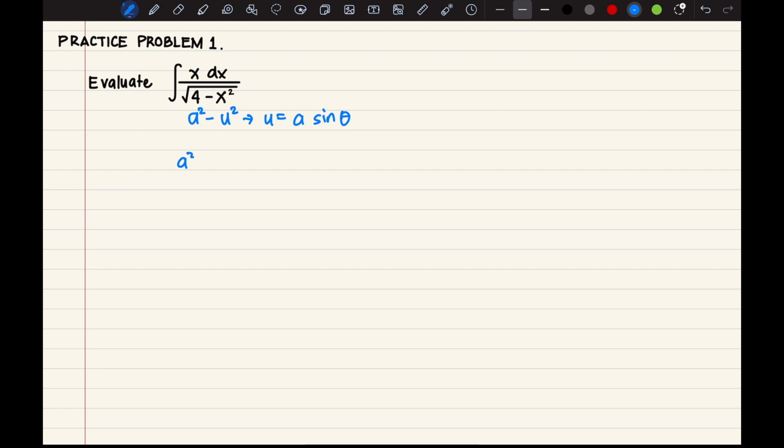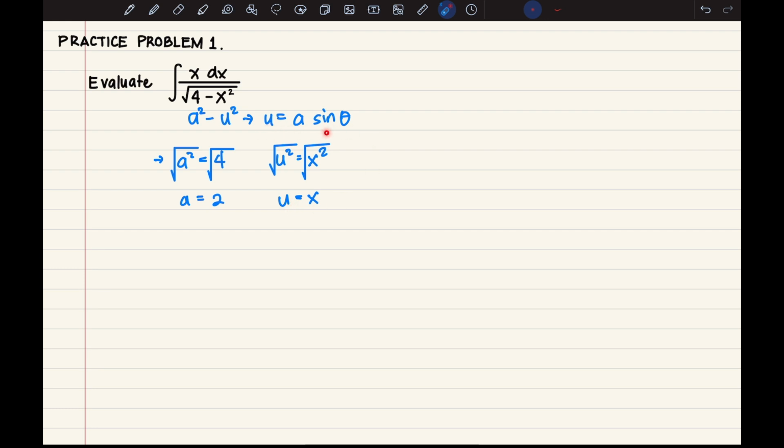So if a squared is equal to 4, therefore getting the square root, we have a is equal to 2. And likewise for u squared, if u squared is equal to x squared, then getting the square root of both sides, we get u is equal to x. So these are the corresponding values for a and u that we will use in the trigo substitution.